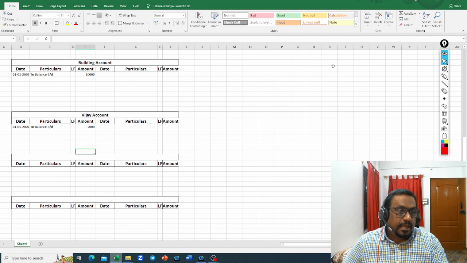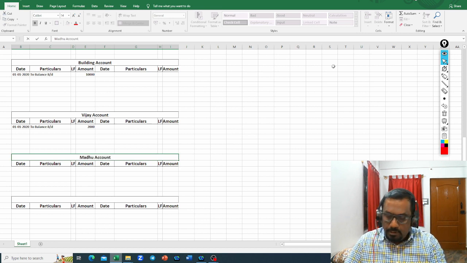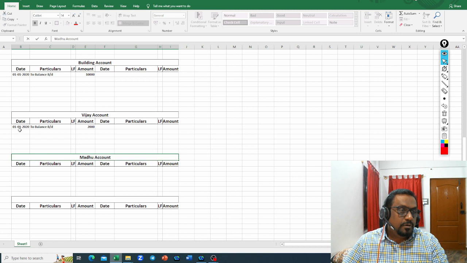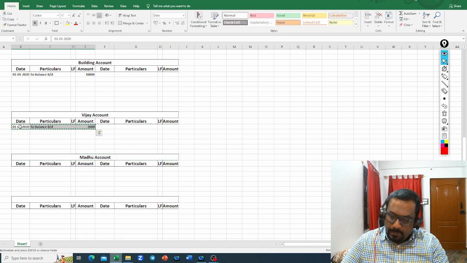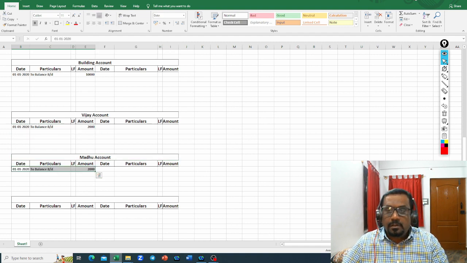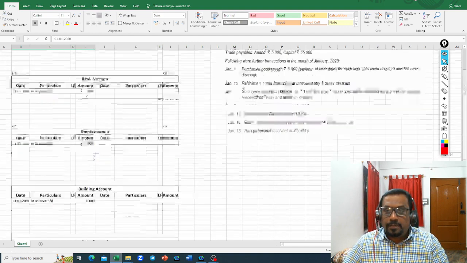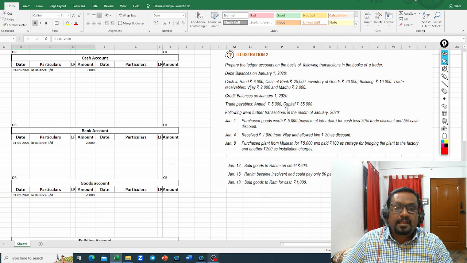Similar way, I need to prepare Madhu account. So I copy paste the same thing and put it here as a debit balance. So Madhu also I prepared an account, right? Madhu 2000, Vijay 2000. Why did I put a debit balance there? Because they are receivables. It is an asset.